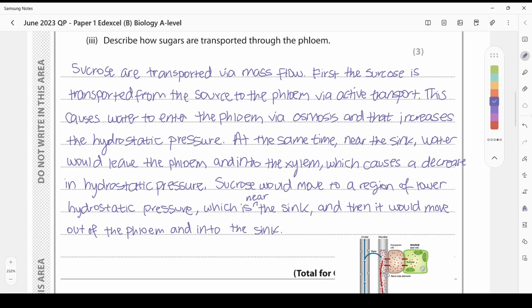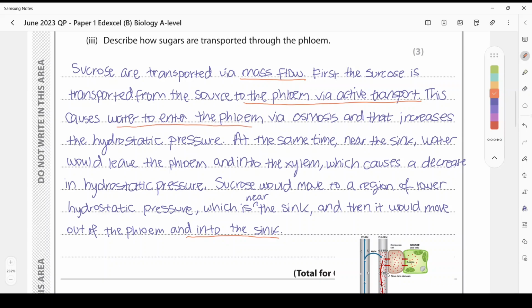All right, let's go over the marks. The first mark is mass flow. The second mark is sucrose is moved to the phloem via active transport. The third mark is sucrose moves out to the sink. And then the fourth mark is describing how water enters the phloem.